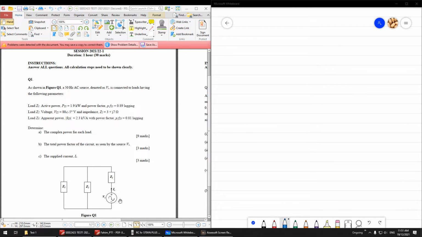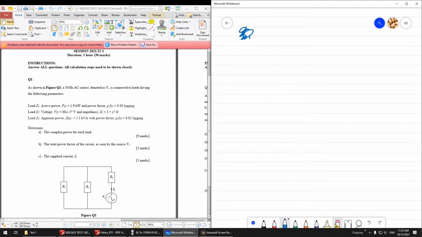You have a system here. You have Z1, Z2, and Z3. Z2 and Z3 are parallel to each other, and Z1 is in series with Z2 and Z3, as well as the Vs. So find the complex power for each load. Remember, you have to recall what is complex power. For this class, we use S, complex power. Because this is Z1, you just use S1.